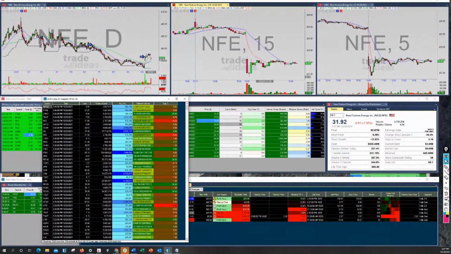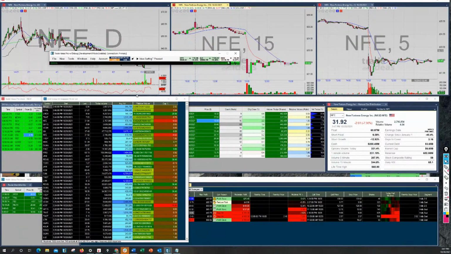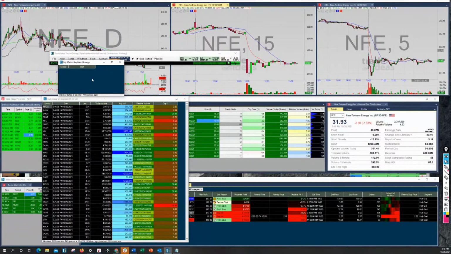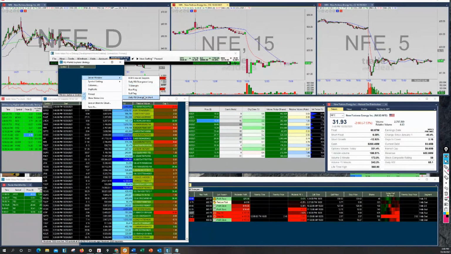And again, for those that don't know, the Market Explorer in the new beta, 5.5.45. You're going to come to New, and you're going to come to Market Explorer. You're going to get a window that looks like this, and you're going to right click, look at server windows, and those are the scans that we've given you. I've been focusing on the TI strength recently. We've got bull flag, bear flag, and RSI divergences, long and short.